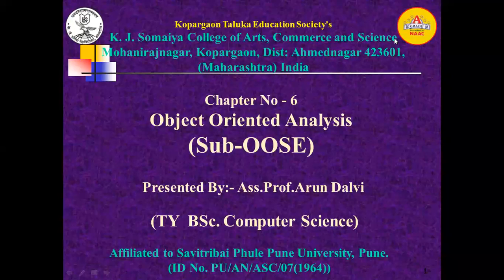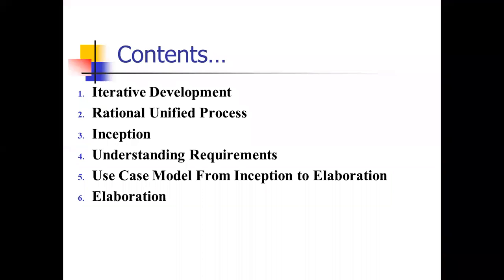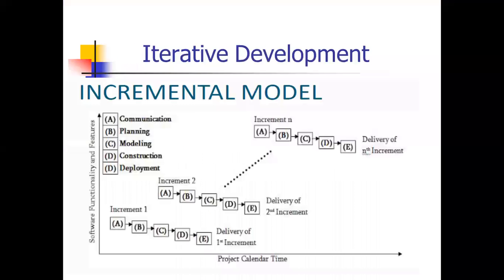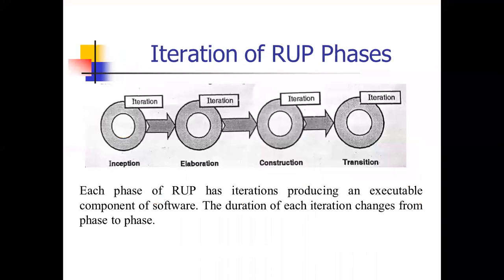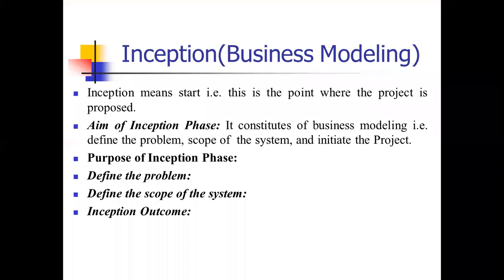Good morning, everyone. Today we are going to continue with chapter number 6, Object Oriented Analysis. These are the contents from chapter number 6. From that, we have seen iterative development, rational unified process, inception, and understanding the requirements. In this session, we are going to continue with inception, that is, business modeling.